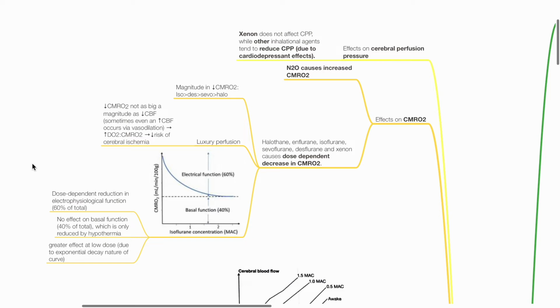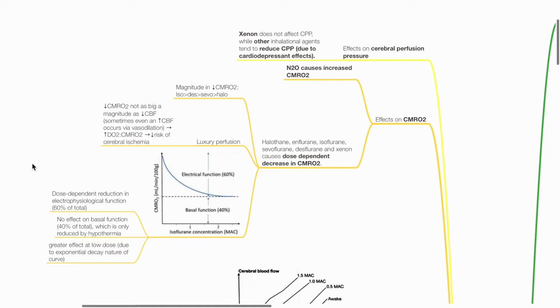Halothane, enflurane, isoflurane, sevoflurane, desflurane, and xenon cause a dose-dependent decrease in CMRO2. The magnitude in reduction of CMRO2 is as follows in descending order: isoflurane, desflurane, sevoflurane, and halothane. Luxury perfusion occurs as the reduction in CMRO2 is not as big in magnitude as the reduction in CBF.